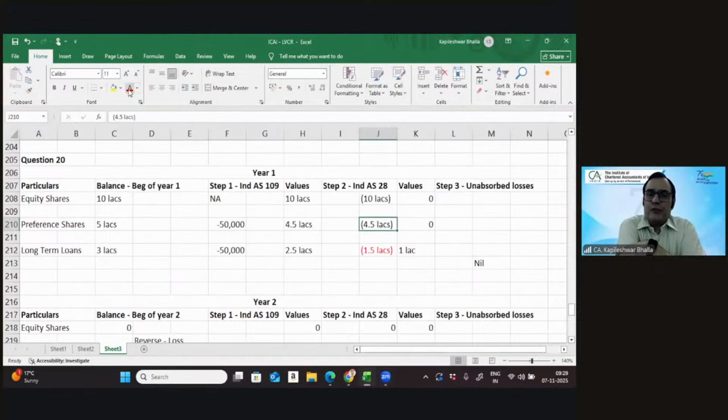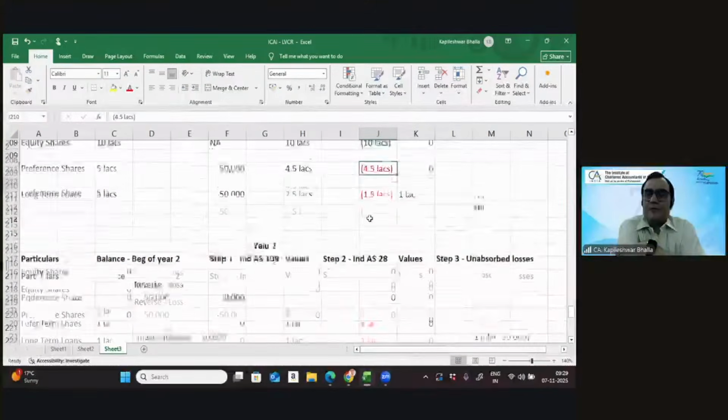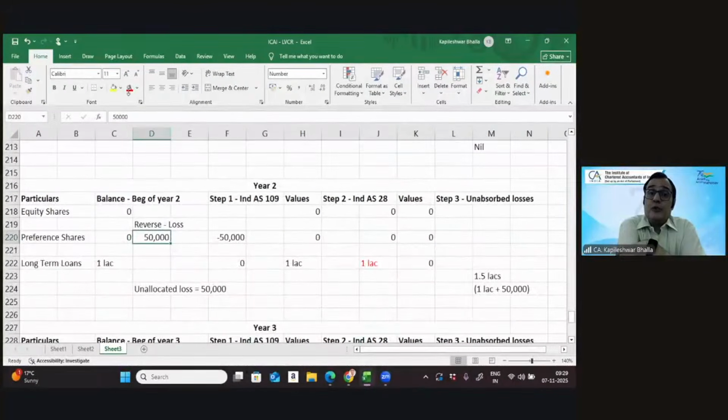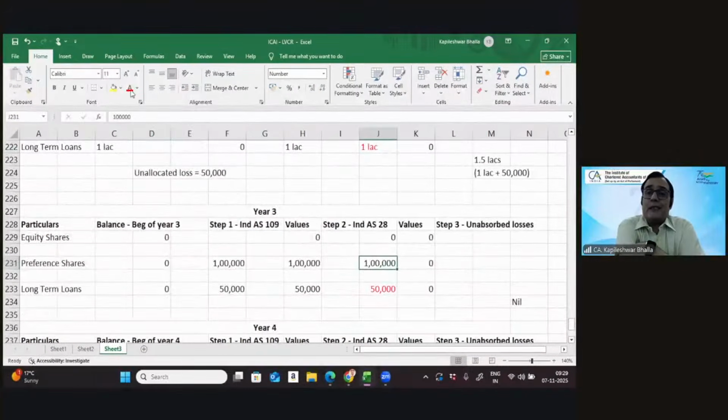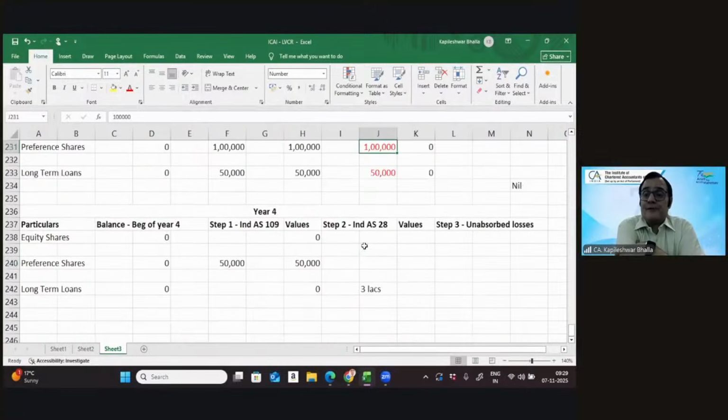First year to the preference shares, you allocated 4.5. Second year, you reversed 0.5. That makes it 4.5 lakhs. Reversal of 50 makes it 4. And third year, another 1. That makes it 5. So I think we allocated a total of 5 lakhs to the preference. That's right. So the reversal of 5 lakhs goes to them.